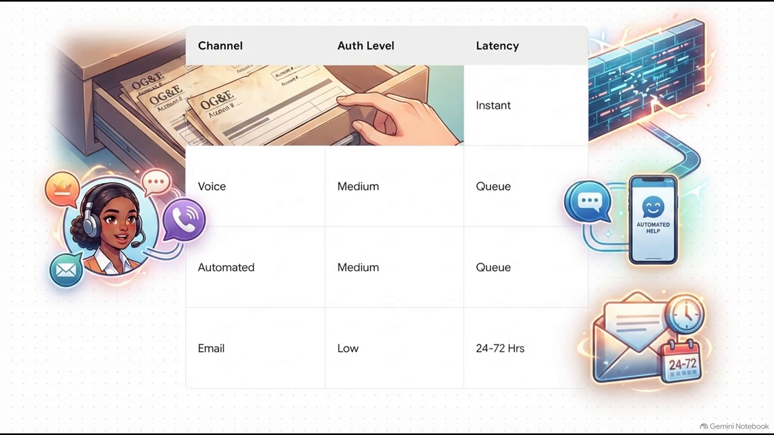If you happen to have an old paper statement stuffed in a drawer somewhere, grab it. Physical custody of that document gives you instantaneous access with zero login required. If you don't have one, you're going to have to rely on medium authentication methods, like calling a live agent or the automated helpline. Those are totally dependent on how long you wait in the queue. You could also try email, but honestly, with a technical latency of 24 to 72 hours, it's pretty useless if you're staring down a looming payment deadline.